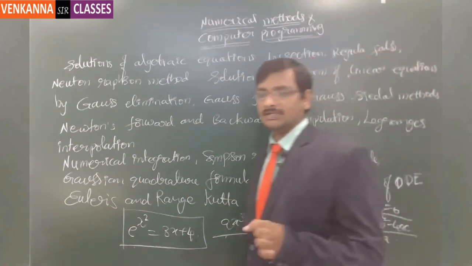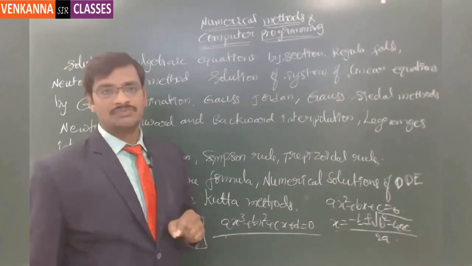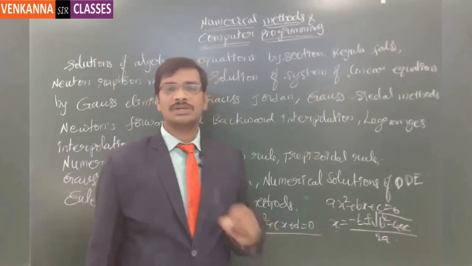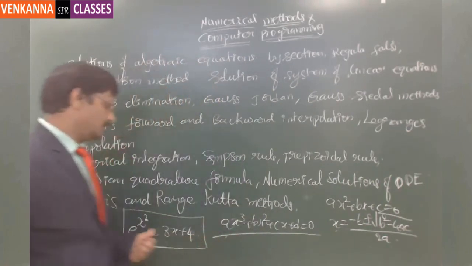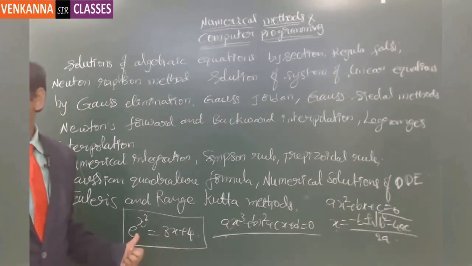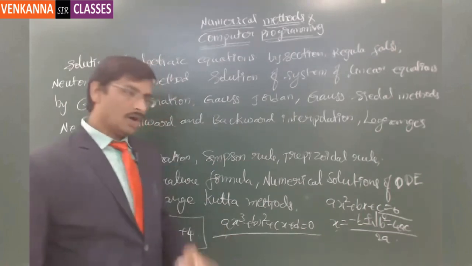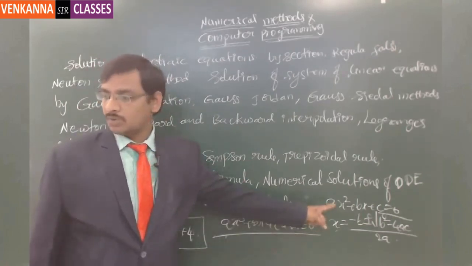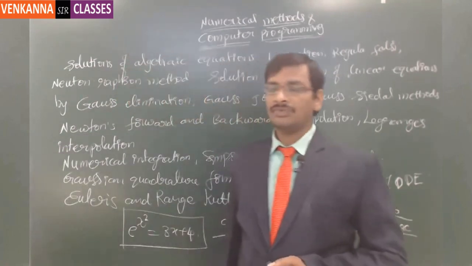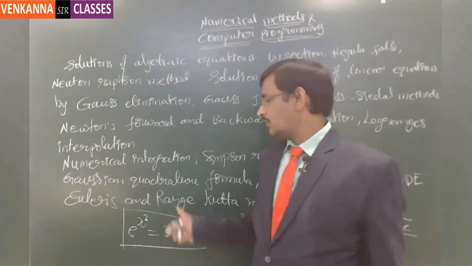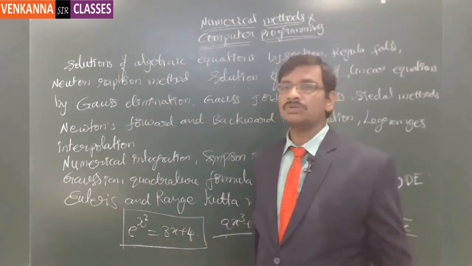So the limitation in mathematics is that you will be able to find the solutions if it is a quadratic equation or a straightforward linear equation. If it is not linear, like e power x square equal to 3x plus 4, or a polynomial of order more than 2, then you will not be able to solve that kind of equation. As we were not able to find the solutions with analytical methods, we approached computers.